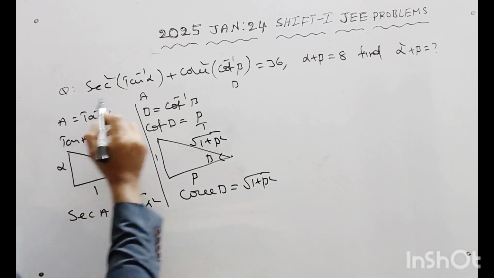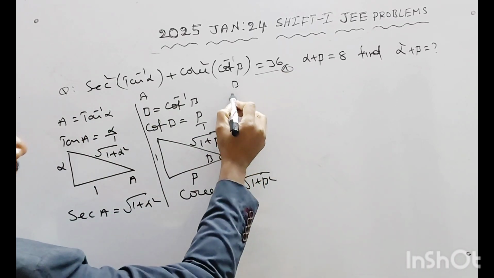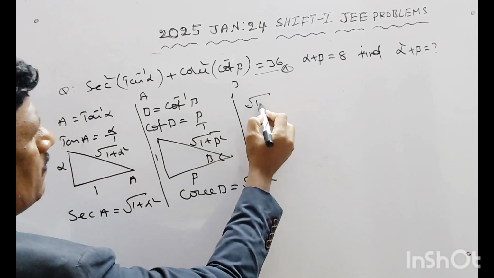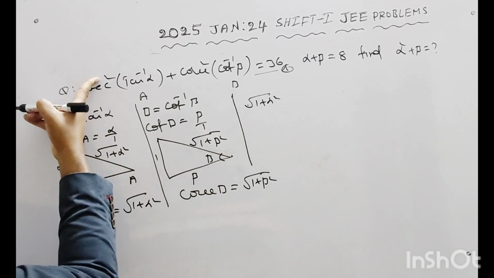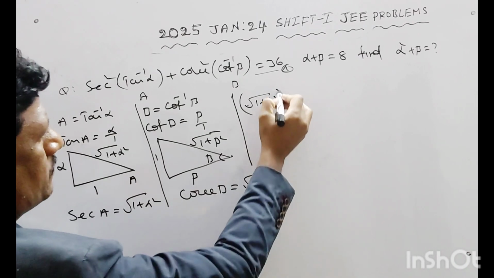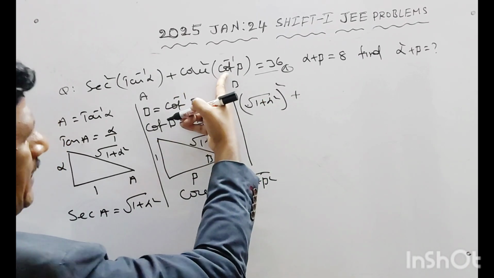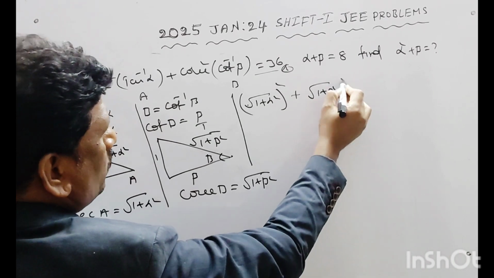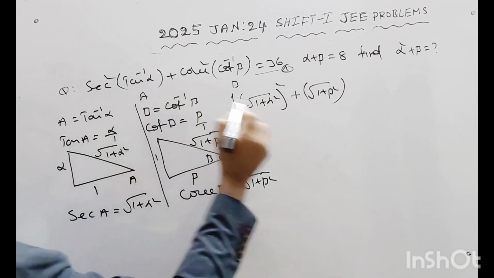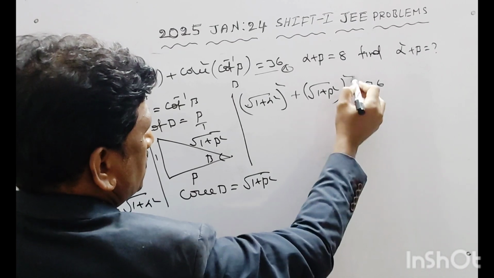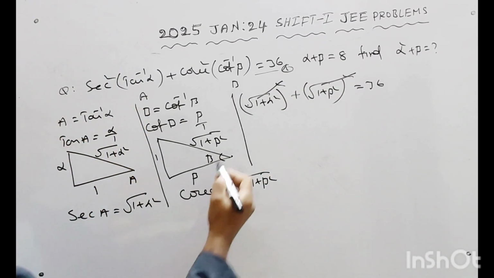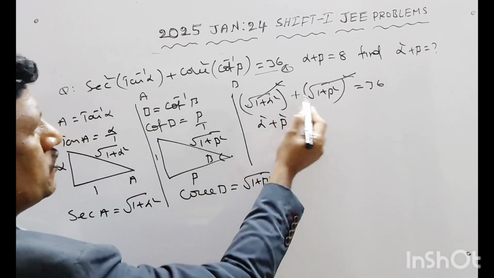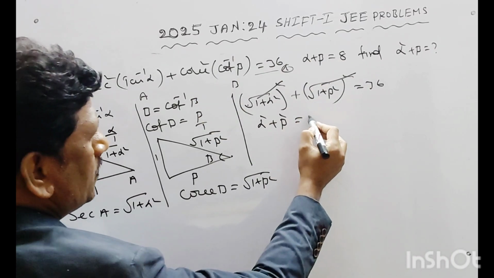Then from this, this equation will become secant a. What is the secant a value? Root of 1 plus alpha square. So here whole square is there. So write the whole square like this. Similarly, cosecant b is this one, root of 1 plus beta square. Again here whole square is there. So write the whole square here, equal to 36. These both get cancelled. Then you will get alpha square plus beta square is equal to, 1 plus 1 sent to the right side, becomes 34.